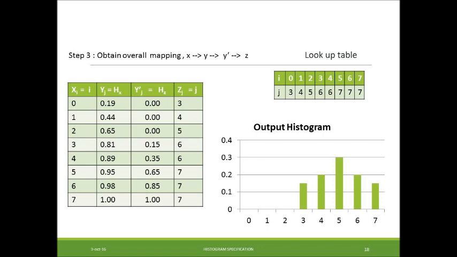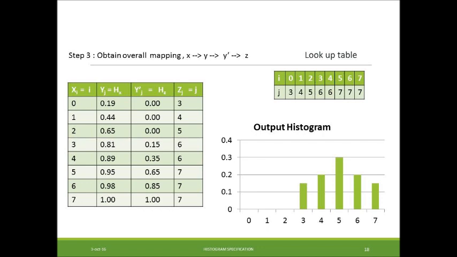Now for I equal to 5, we have Hx as 0.95, and for I equal to 6 as 0.98, and I equal to 7 as 1. For all these three values, which are very much closer to 1, we can map to capital Hz equal to 1. So these three values will find an entry to an intensity level of 7. So I equal to 5 has J equal to 7, and I equal to 6 also has J equal to 7, and similarly the 7 is also mapped to 7. Now the lookup table is ready.